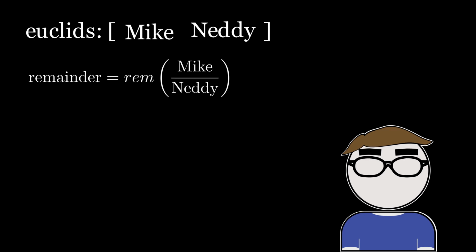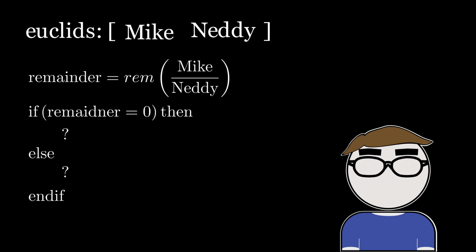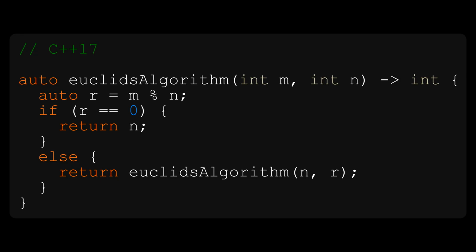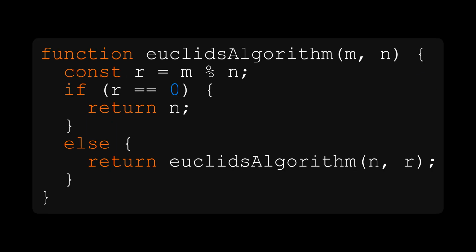We'll call it remainder. Then you check to see if the remainder was 0. If the remainder is 0, we just return Nettie, because that means that Nettie divides into Mike evenly. Otherwise, well, we need to try again, but this time we use Nettie and the remainder instead of Mike and Nettie. And that's it. That simple recursive loop helps us find the greatest common denominator of any two numbers. Here's a C++ example that does the algorithm. And here's a JavaScript implementation as well.